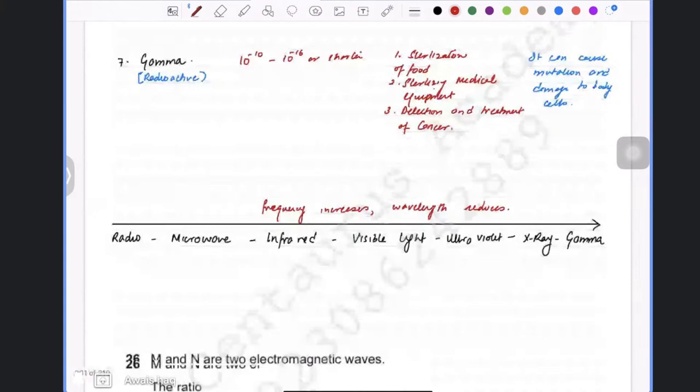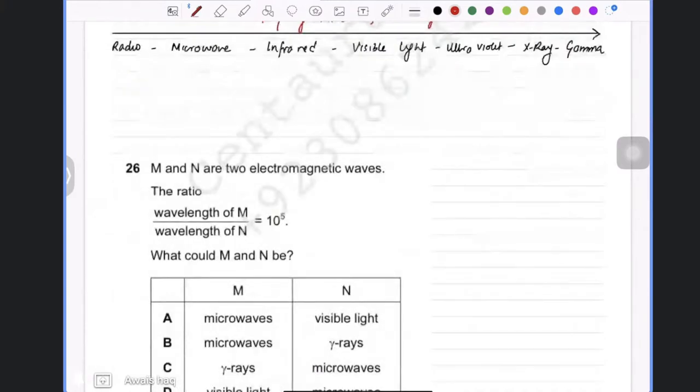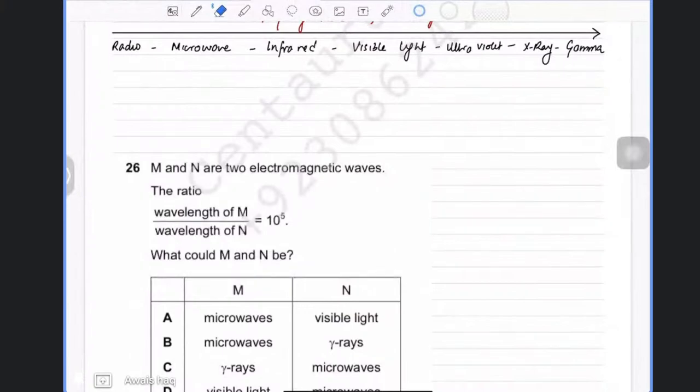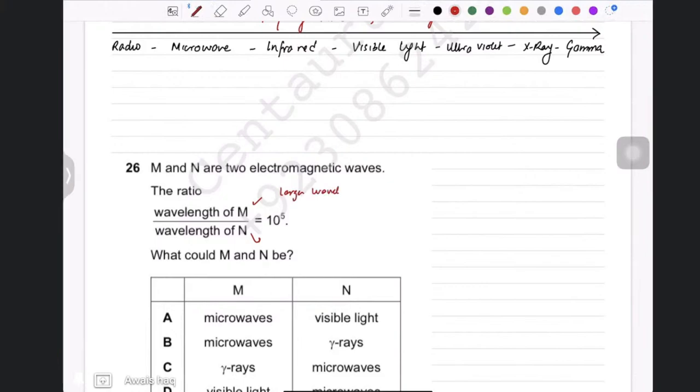Now, it says M and N are two electromagnetic waves. The ratio of M and N is 10 raised to power 5. What could N and M be? Because this is a positive number, M must have more wavelength than N. How do I know this? But shouldn't it be smaller wavelength? No, it should be larger wavelength. Yeah, larger. Larger wavelength, this should be a smaller wavelength. The reason is that obviously if the power of 10 is positive, then the bottom one has to be more negative in number, right?